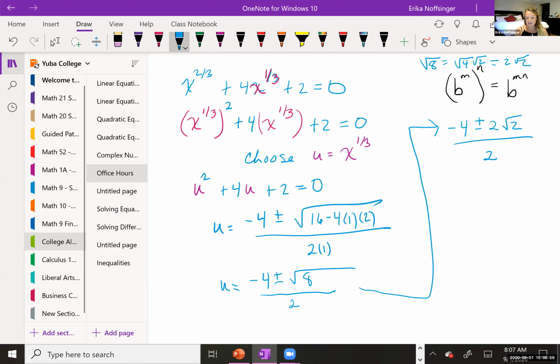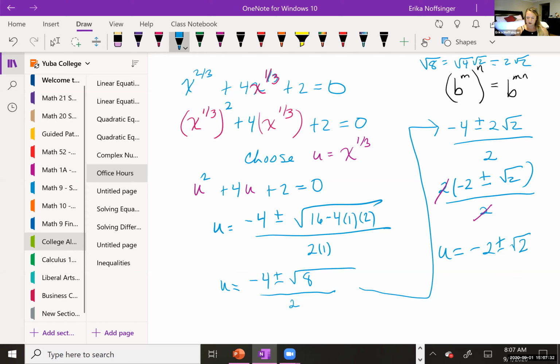So this is like two separate fractions. We can break it down, or we can think of it as pulling out a 2. So if I pull out a 2, that would give me negative 2 plus or minus root 2 all over 2. And so now we have like factors in the numerator and denominator. And so we get u is equal to negative 2 plus or minus root 2.